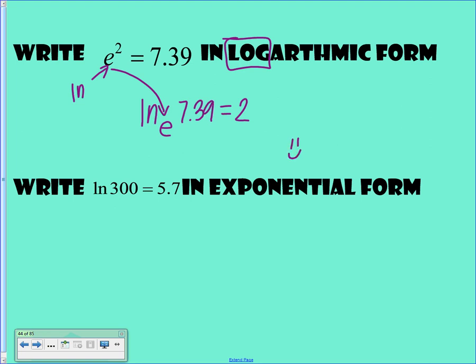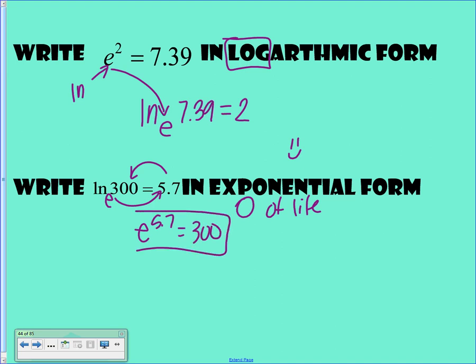Okay, write in exponential form. That means to do the circle. The circle of life, if there's a song like that. Base of ln is e, and then there's your circle. So e to the 5.7 equals 300, and that's all I need you to do when I ask you to write an exponential form.